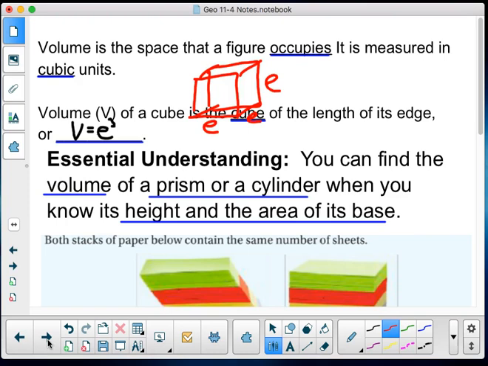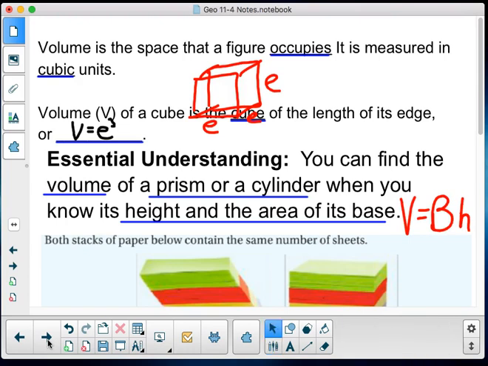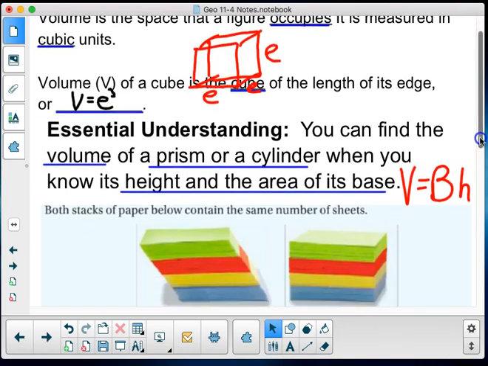Now, essential understanding. You can find the volume of a prism or a cylinder when you know its height and the area of the base. Volume is equal to base area times height. Gosh, where have we seen that before? Probably right on the front page.